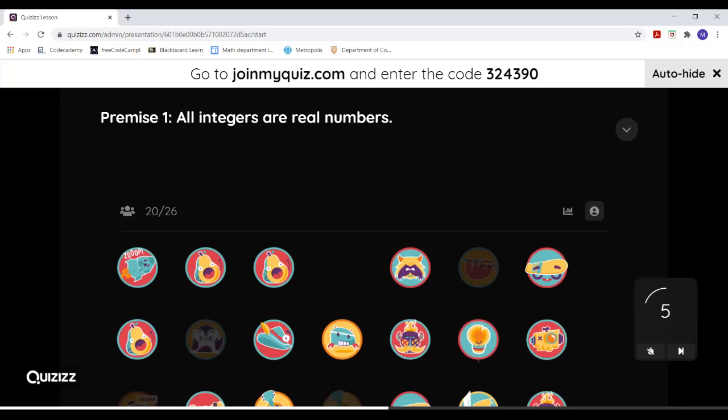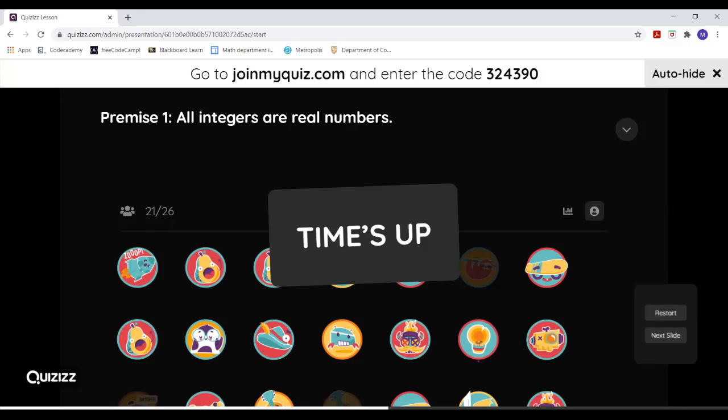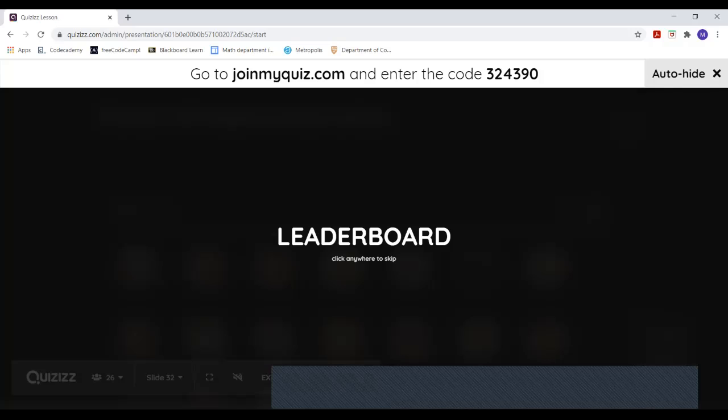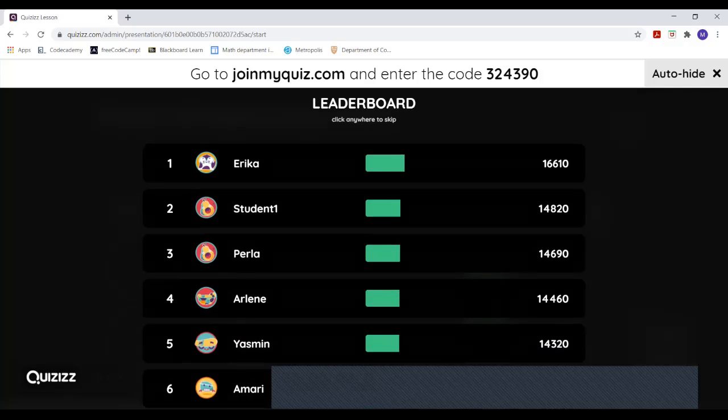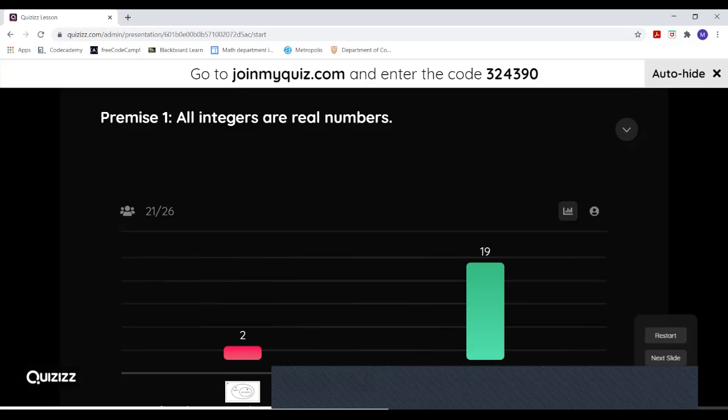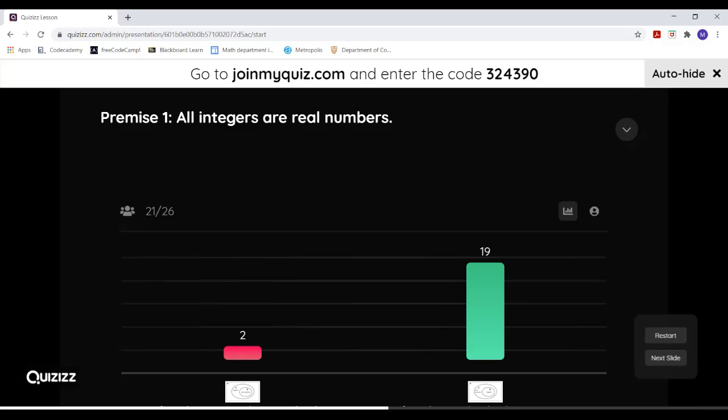So I think I might leave the timer on. It's a little quick on this one. But we need to start getting through these a little quicker, I think. So let's see, did we get the right one? Looks like most people are getting it. If integer, then real number. The integer is the subset of the real numbers.